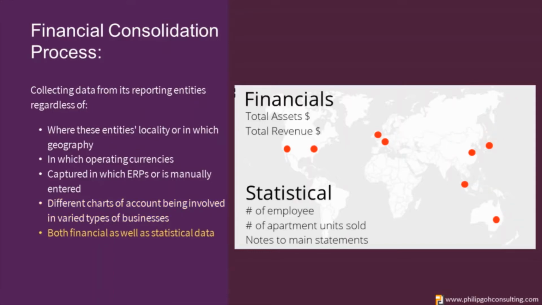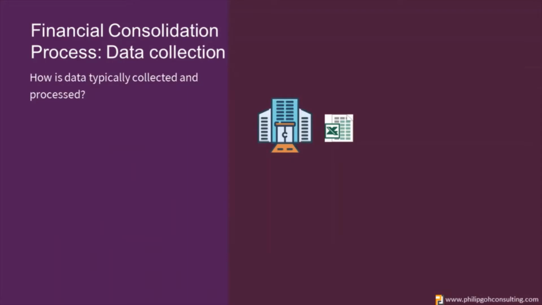Data types can be both financials, example, asset revenue in dollar value, as well as statistical, such as number of employees, number of apartment units sold, and notes to the main accounts. Next, we will be looking at how data is typically collected and processed.